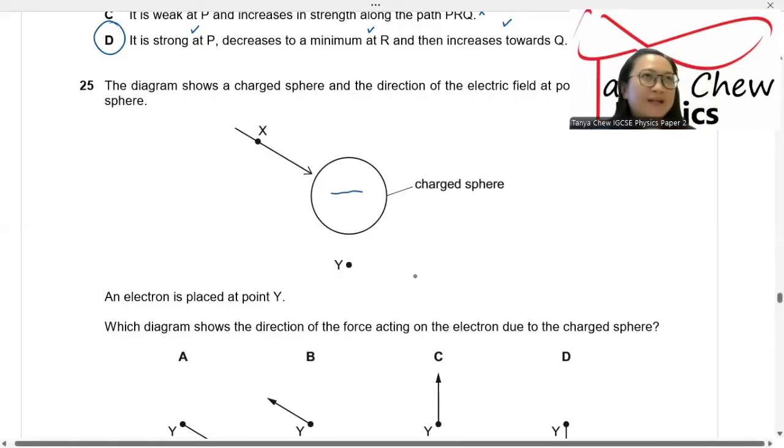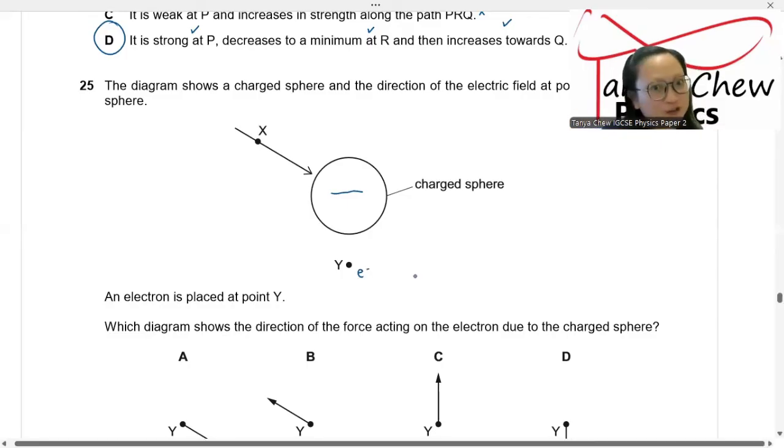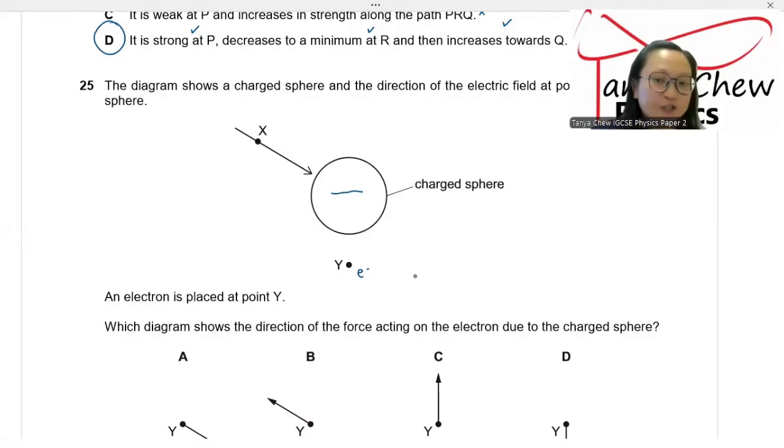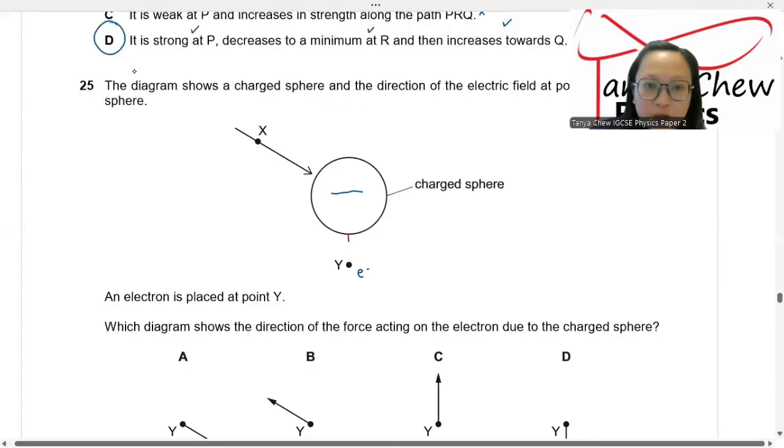Why? Because the electric field flows into a negative charge. And the electron is also negatively charged. So you can see the charged sphere and the electron are both like charges. Like charges repel each other. So what happens to the direction of force on the electron? It will push the electron away. Go away, electron. So D is the answer.